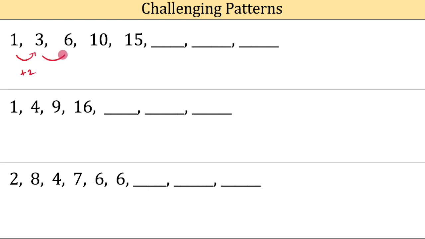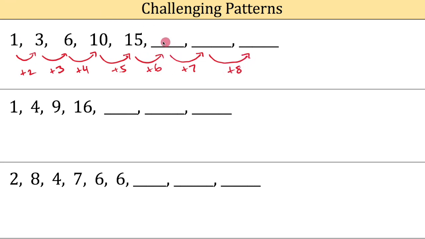From here to here, I'm plussing 3. From here to here, I'm plussing 4. From here to here, I'm plussing 5. Hopefully you can see what's happening here. 2, 3, 4, 5. I'm going up by 1 each time. So this is going to be plussing 6. This is going to be plussing 7. This is going to be plussing 8. So if I was to fill them out here, 15 plus 6 is going to be, wait for my pen to kick in, there it is, 21. 21 plus 7 is going to be 28, and 28 plus 8 is going to be 36.